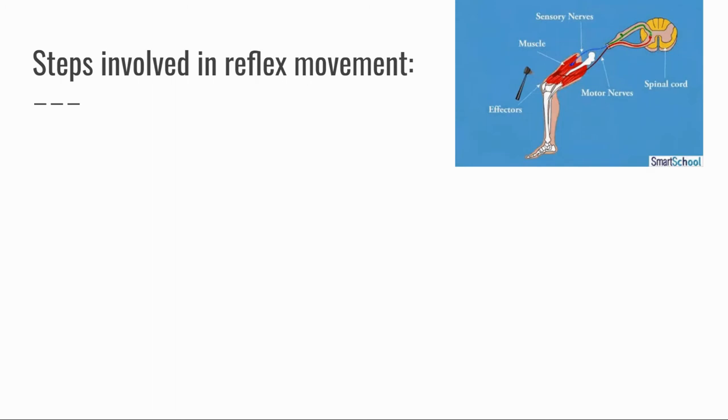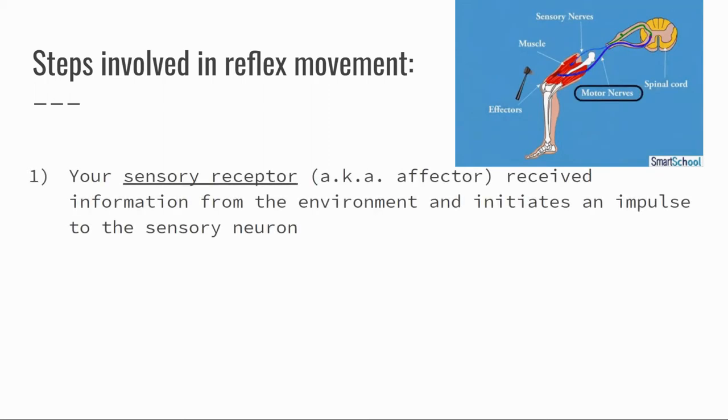Just follow along with the 5 steps. We're going to draw a picture of it here in a minute. The first thing you need to know is that your sensory receptor, or AKA your affector, receives some sort of information from the environment and initiates an impulse to the sensory neuron. We're going to really dive into how impulses work in a bit, but essentially you just need to know sensory receptor passes information to sensory neurons. So fingers to the neurons underneath, eyes to the nerve at the back of your eye, called your optic nerve, those kinds of things.